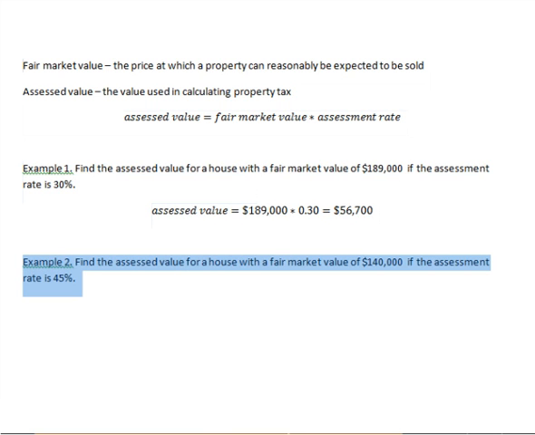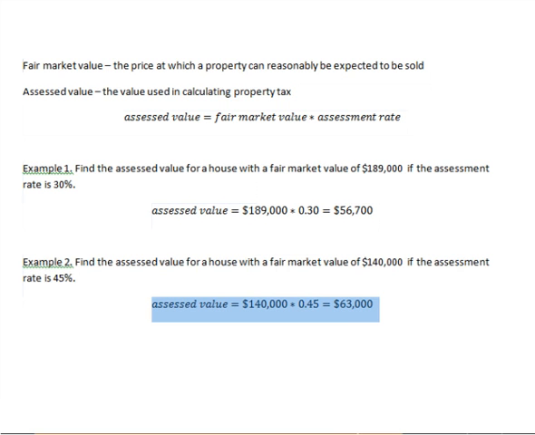Now in the second example, we have a house that would be sold for much less, so for $140,000, but it lives in an area where the assessment rate is 45%. So the assessed value is going to equal 140,000 times 0.45, which is $63,000. So since that second house is in an area where the assessment rate is higher, it actually ends up with a higher assessed value than the first one.